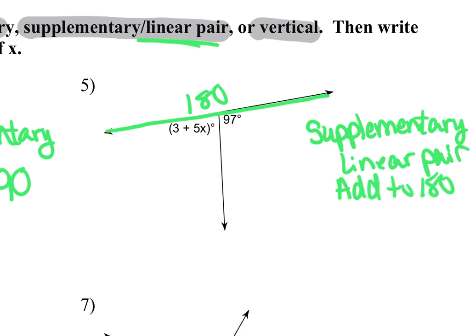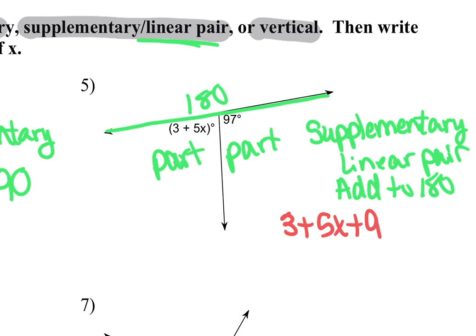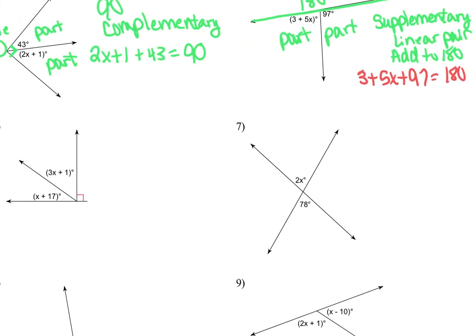I'm going to use angle addition. So we're going to take, here's part, and here's part. We're going to add them together. Let's go with a different color. 3 plus 5x, that's part number 1. 97 is part number 2, and they equal 180 degrees. And then we'll pretty much combine our like terms and get x all by itself.